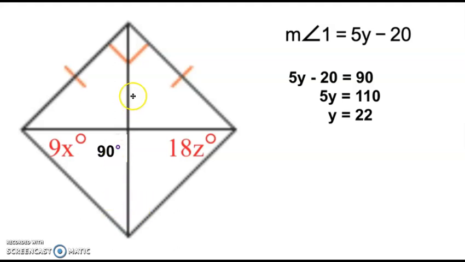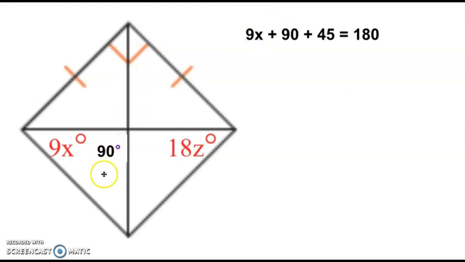Now to find x and z, we need to know what this angle here and this angle here is. Well, the diagonals in a square bisect the angles. So if this is 90, that means each of these pieces are going to be 45, and that makes each of these 45 because angles across from each other are congruent.